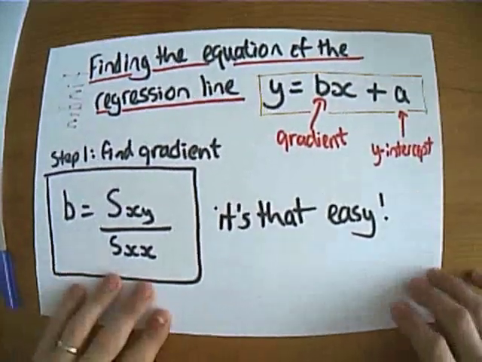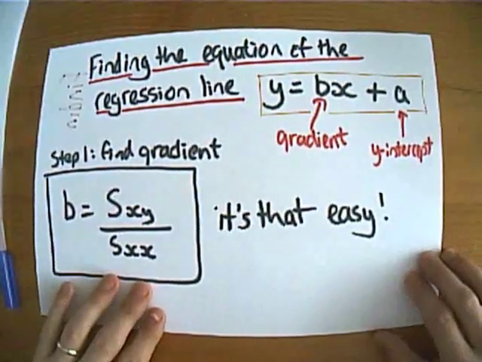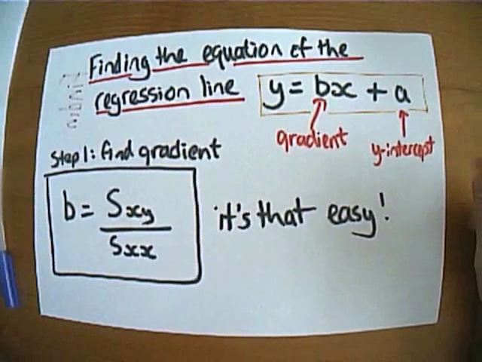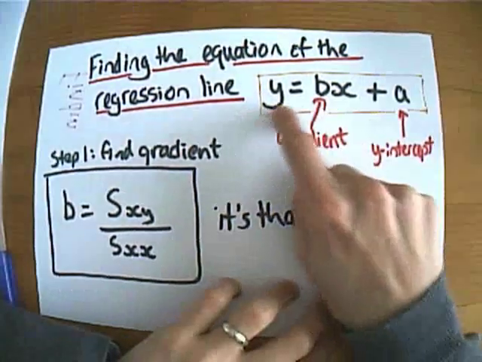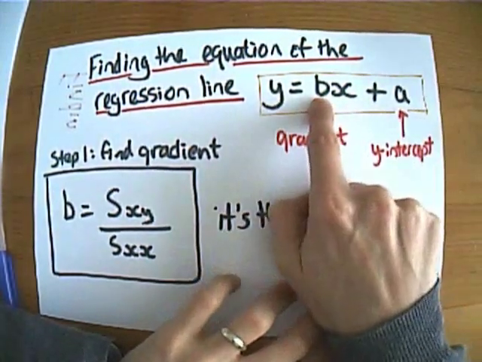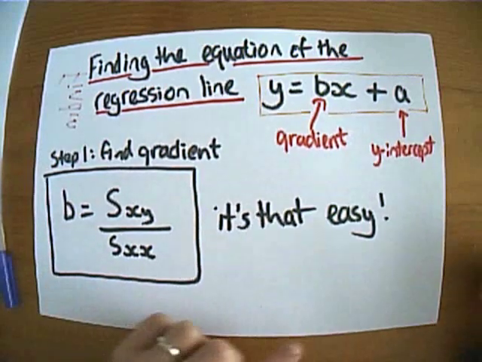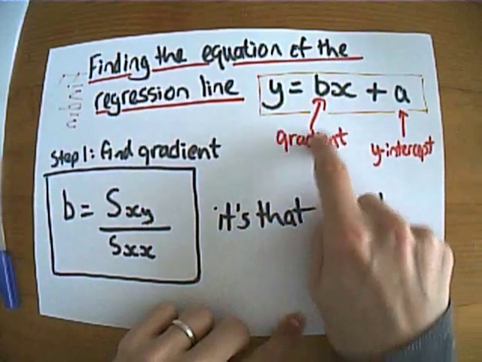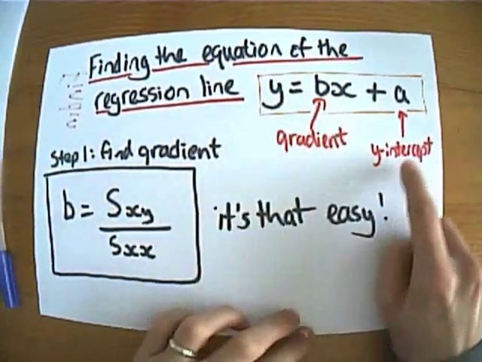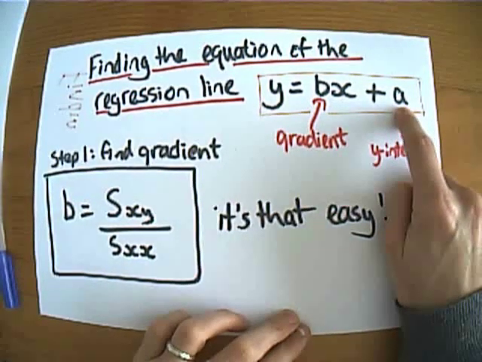So here we go. Let's find the equation of that regression line, or that line of best fit. Now we should all know by now that the way you define a straight line is by its gradient and its intercept. And we're not going to do anything different this time in terms of our line of best fit. The notation we tend to use at this stage is we tend to call the gradient B and the y-intercept we tend to give the letter A.